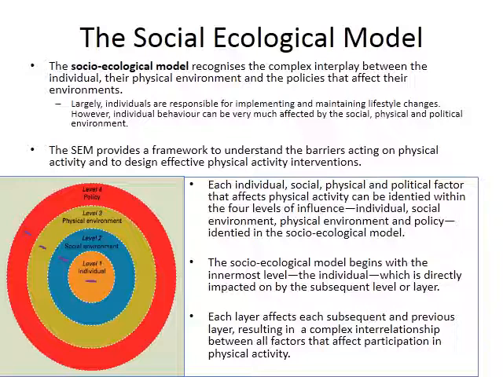So all of the outer layers impact on that individual layer in the middle, but each layer is also influenced by each subsequent layer and also by each previous layer. So the social environment is influenced by the individual. The social environment is also influenced by the physical environment. The physical environment is influenced by the social environment, and the physical environment is also influenced by the political environment. So there's this complex interrelationship between all 4 of the levels.